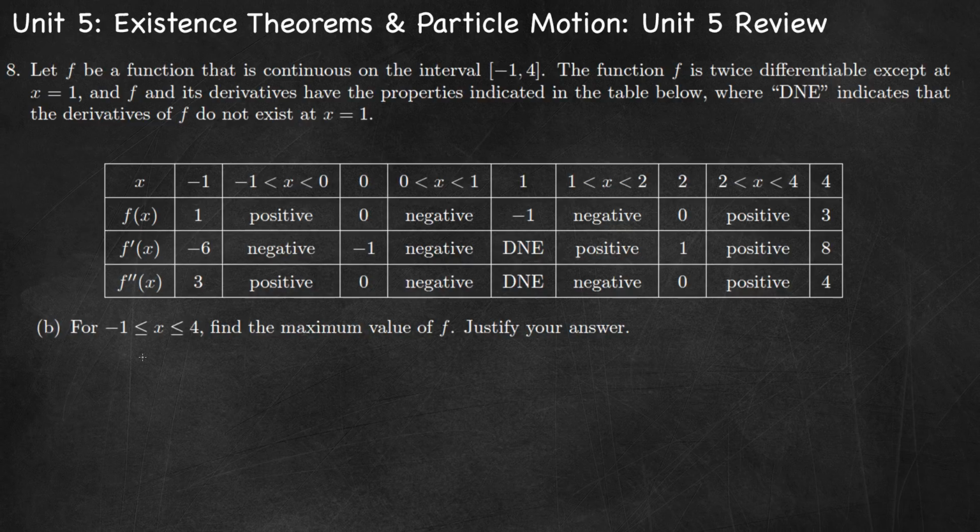Part B, for x between -1 and 4, find the maximum value of f. Maximum value is referring to the y coordinate. What is the highest point on the graph, the highest y value on our graph? So we can look at the row for f of x. It starts out at 1, and then it's decreasing, goes down to 0, still decreasing, goes down to -1. Then it turns and starts increasing up to 0, and then by the end, it has increased up to 3. So 3 is our maximum y value.